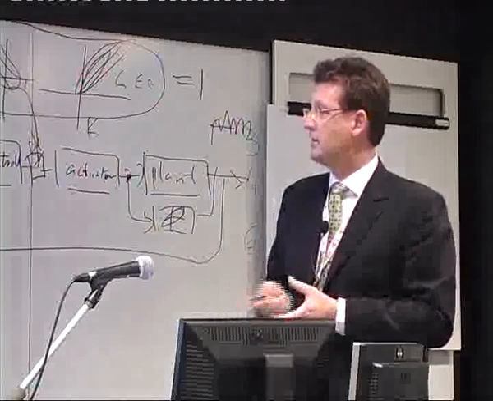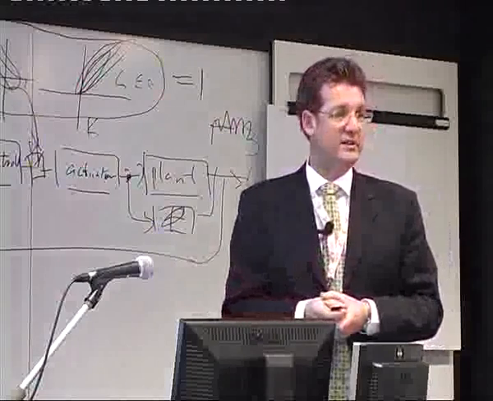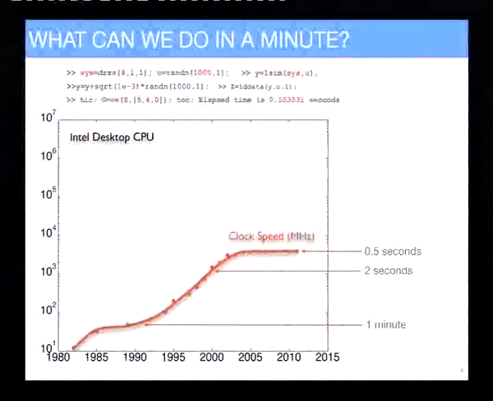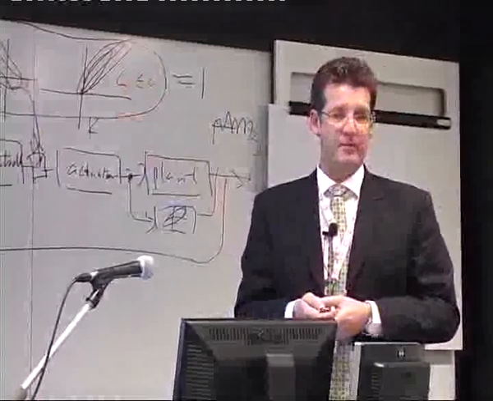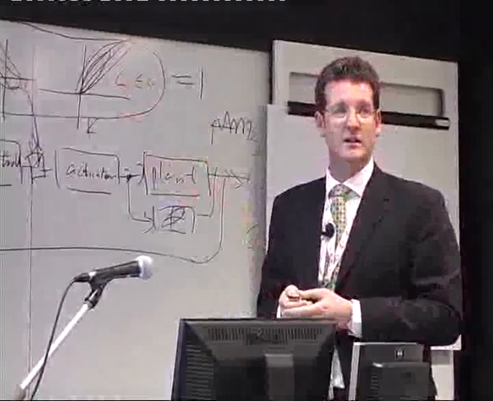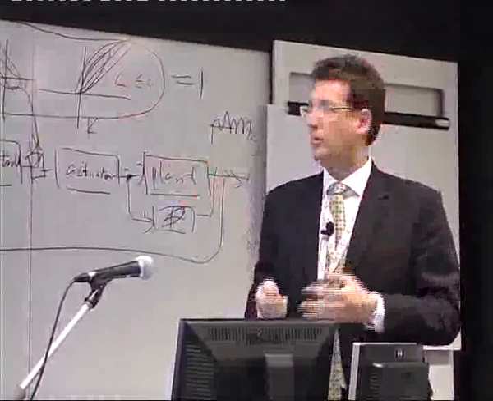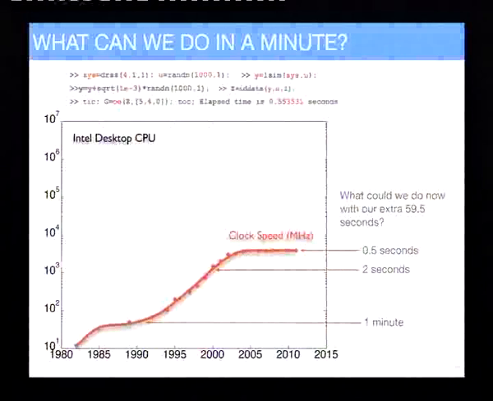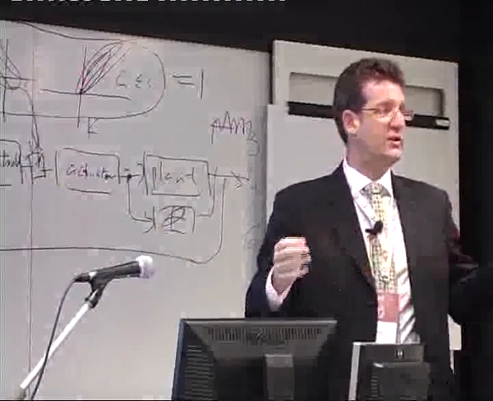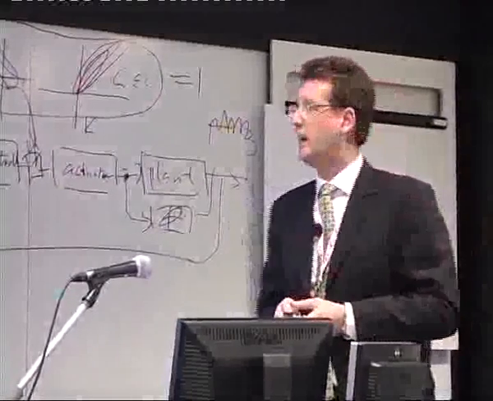Go back 2 decades and it would have taken us about a minute. And I can remember doing this at the start of my studies, and everyone was happy to wait about a minute to get an answer to this sort of estimation problem. We can do it a lot faster now, but what does that really gain us? Or put another way, what could we do now with our extra 59.5 seconds if a minute is a reasonable amount of time for us to wait to do something in system identification?